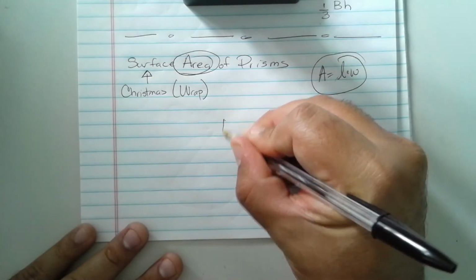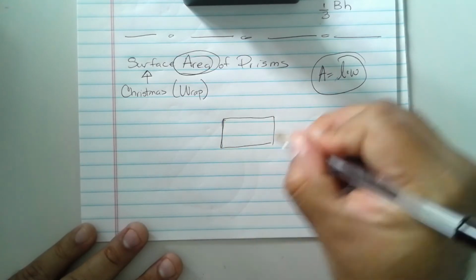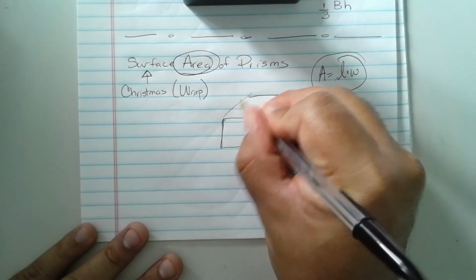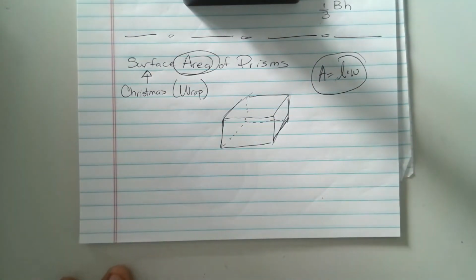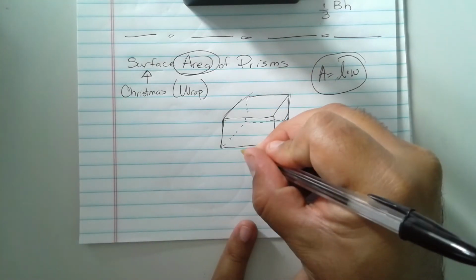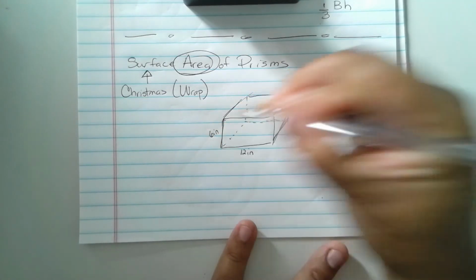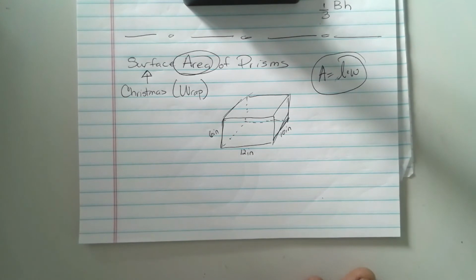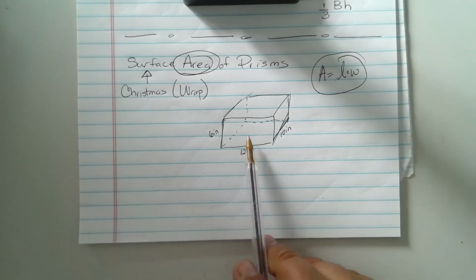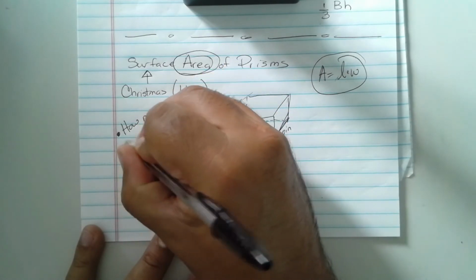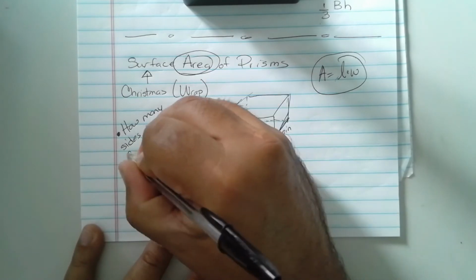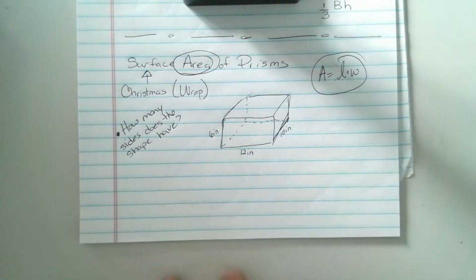So let's think about a 3D shape, okay? Let's think about the 3D shape, all right? And let's go ahead and put some different sides on the shape right here. Let's call this 12 inches, and let's say this is 6 inches, and this is 10 inches. Now, what I like to do is break it down as much as possible. So if I look at this shape here, the question you want to ask yourself is this: how many sides does the shape have?